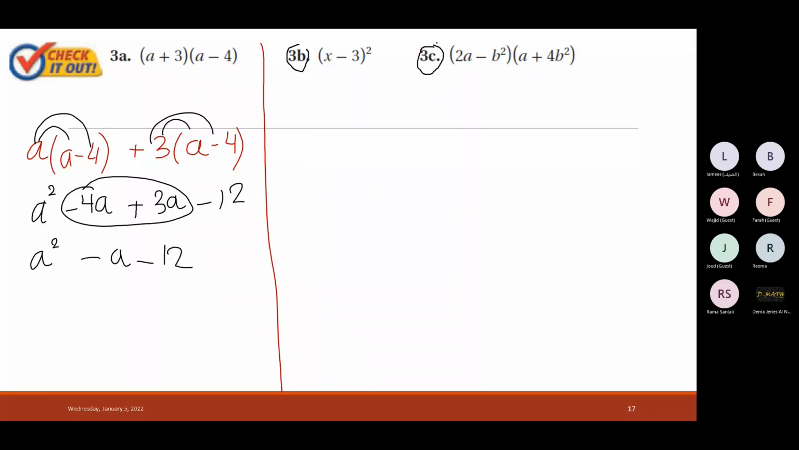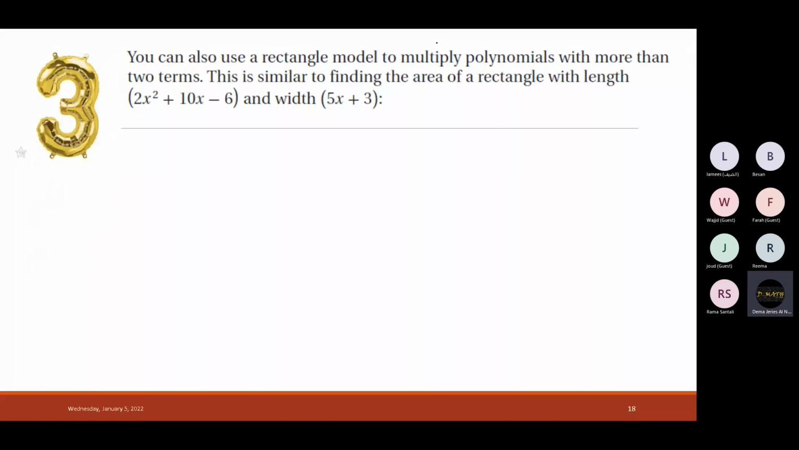Okay, teacher. Now, let's go to the third method. The third method can help me if I have more than two terms and I want to multiply them. I use a way which is like the rectangle. I will draw a rectangle.